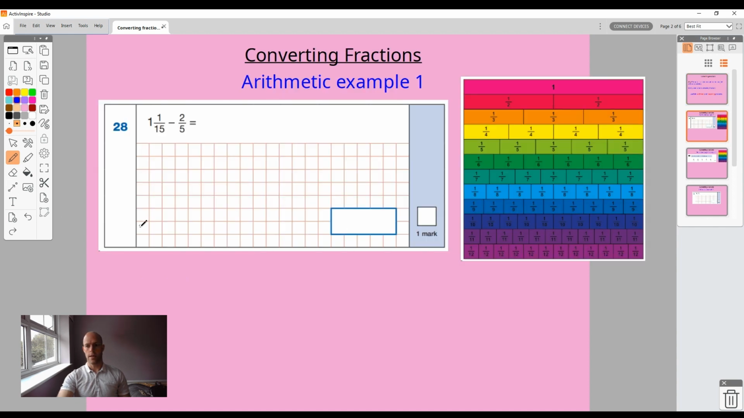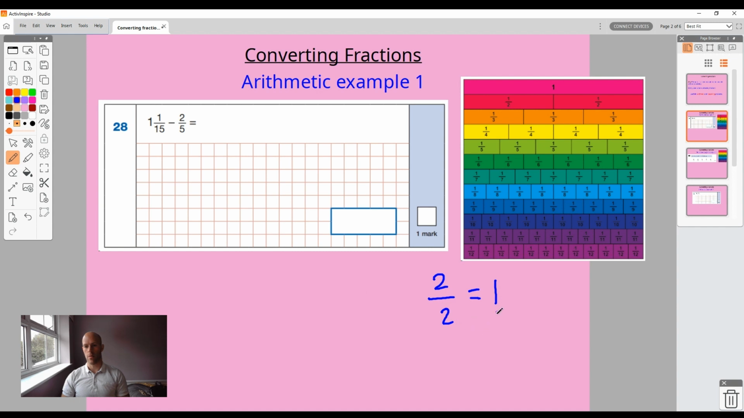Here is already in this first question, an arithmetic question. 1 and 1/15, take away 2/5. Got a couple of different things we need to do here. The reason I've added a fraction wall over the side here is so we can see equivalent fractions. Got a 1 at the top, and then we can see that a half and another half is the same as 1. Same size block, the width is exactly the same, and it's the same as 1. We kind of know that intuitively. So 2 halves equal 1.